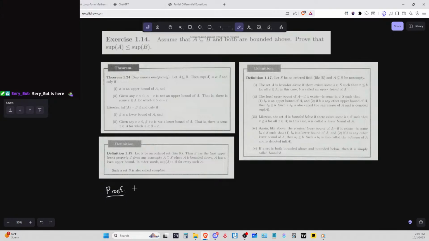So, okay. Let's assume A is a subset of B. Let's assume set A is a subset of set B.